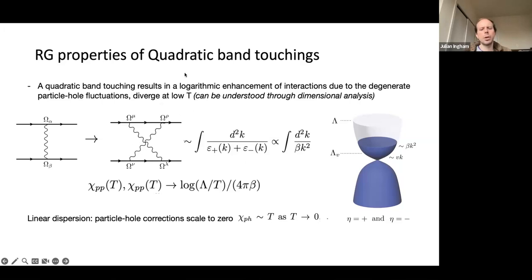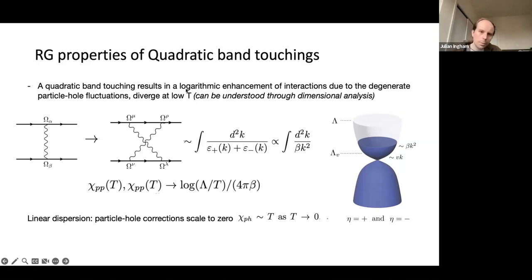In the schematic plot of the dispersion to the right, I've drawn the energy as linear, v k, very close to the band touching, i.e. there's a small velocity. But at larger k, the quadratic term dominates, and the dispersion is still quadratic in some range of energies between lambda v and lambda, as I've drawn it on this diagram. So the fact that dispersion is quadratic in this energy window means that there's an associated temperature window in which these logarithmic enhancements dominate the interaction physics.